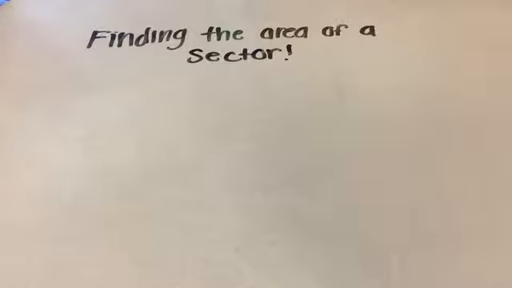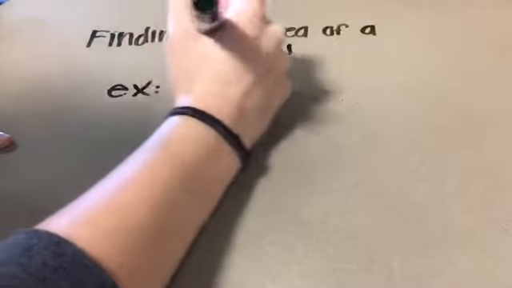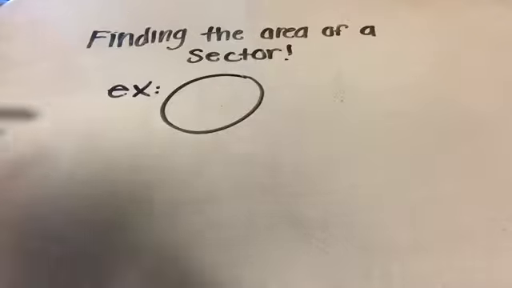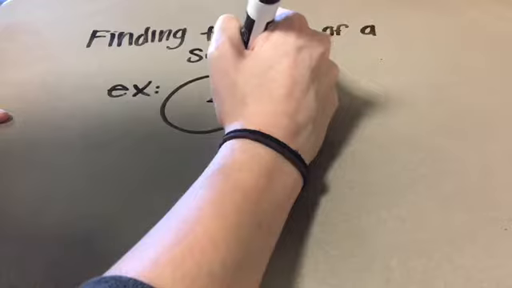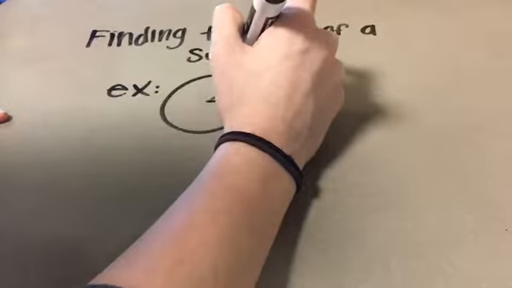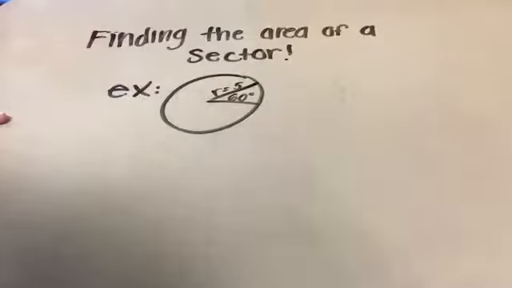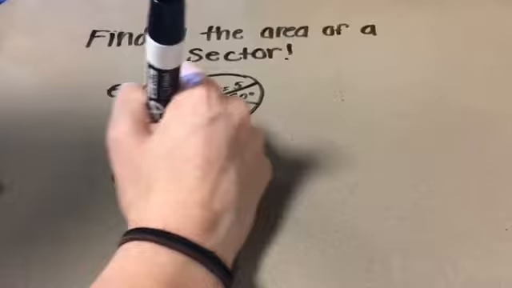Now we are finding the area of a sector of a circle. Okay, here's an example. So here's a circle, and here's the sector we are trying to find the area of. And the r is 5, and inside the circle it is a 60-degree sector.